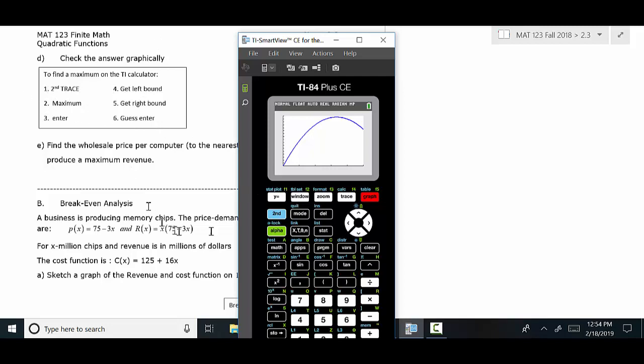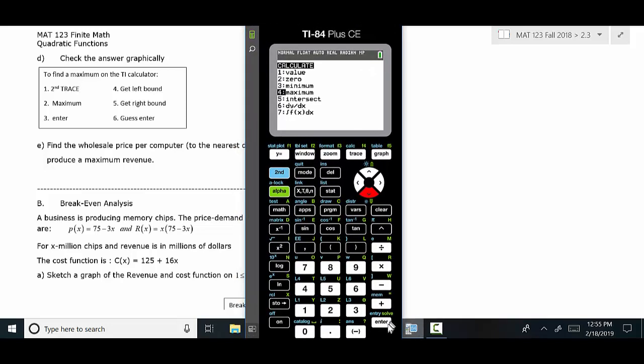So what you would do is go second, trace, then go down to the minimum. So second trace, or I'm sorry, the maximum. Go down to option 4 maximum. Press enter. Okay, like that. Now it's going to ask for a left bound and a right bound. A left bound just means get a little bit to the left of it, which is good. Right bound means get a little bit to the right of the vertex. Okay, so there's no exact place that has to be. So that's good enough. Okay, that looks like a left bound, or you can move it in a little bit and then just press enter.